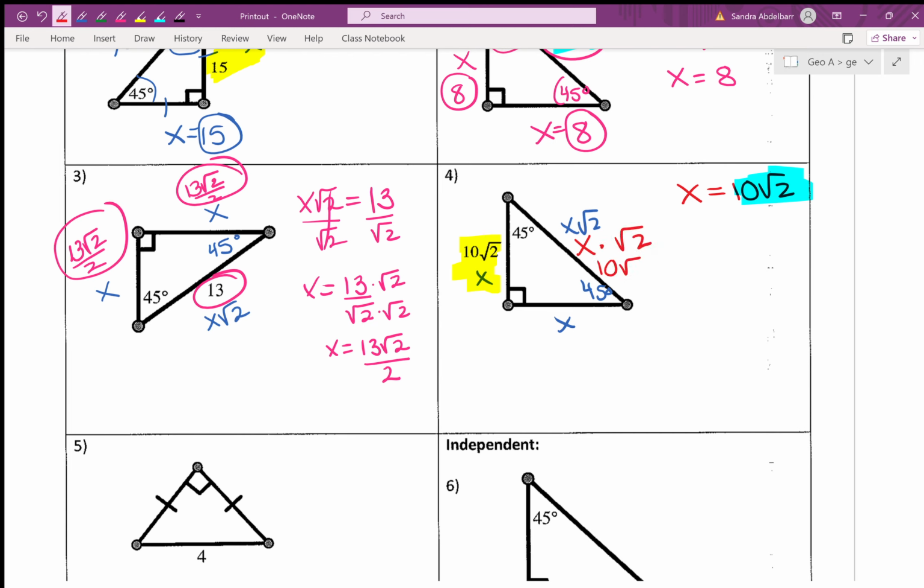So this is 10 root 2 times root 2. What's root 2 times root 2? 2. So this becomes 10 times 2, which is 20. Our hypotenuse is 20. What's the other leg? So we know one leg's 10 root 2. What's the other one going to be? 10 root 2.